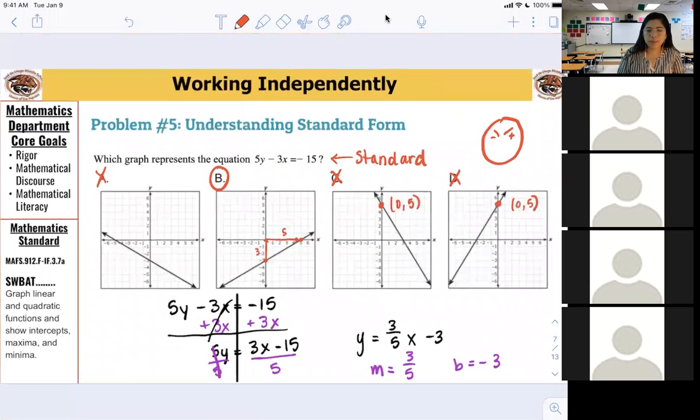Any other questions on number 5? Awesome.